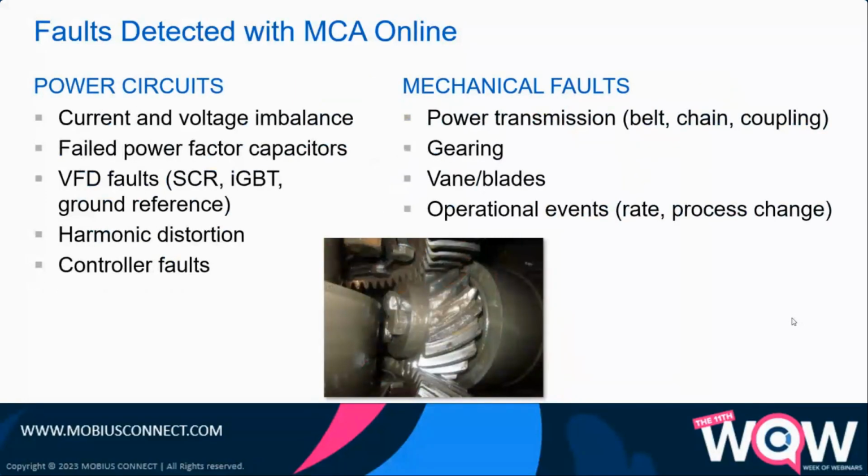And all the way through the power circuit, as I mentioned, right? Current and voltage imbalance, failure modes. It's able to detect failed power factor capacitors, provide harmonic distortion, and understand if there's an issue there. On the mechanical side, power transmissions, gearing, potential mechanical issues in gearing, vanes and blades, and also, interestingly enough, operational events, right? Whatever, in any one of those mechanical systems and or process systems that create enough, let's call it tension or disturbance in the electrical system, can be picked up through MCA, right?